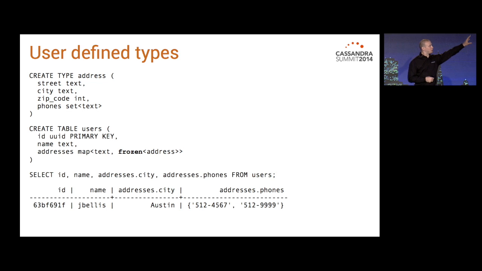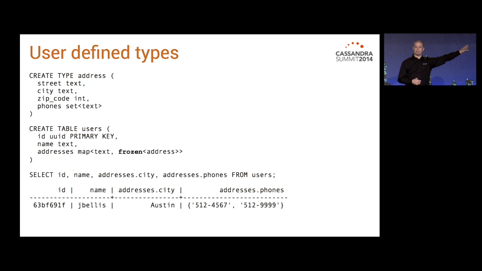So what I'm going to do is I need to create my types before I can use them. So in the upper left here, I'm creating an address type. I have 3 primitive fields, and I have a collection of phone numbers in each address. Then in my create table, I have a map of addresses.